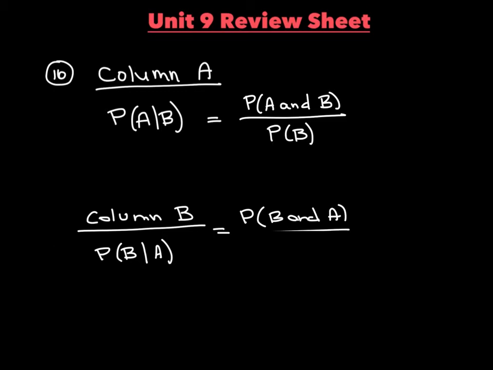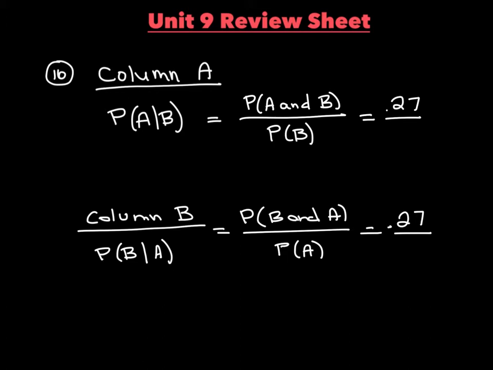Now in column B, following the same formula, probability of B given A just means the probability of both events, again, the probability of B and A, which, keep in mind, these two things mean the same exact thing. It doesn't matter whether you say A and B or B and A, it's the same thing. And again, we're going to divide that by the probability of what's given, so the probability of A. All you have to do is just look above and see what they give you. So it says the probability of A and B is 0.27, so that's actually going to be our numerator for both of these.